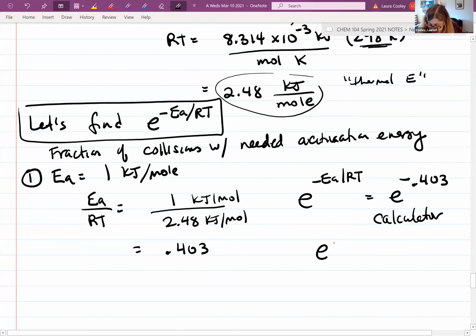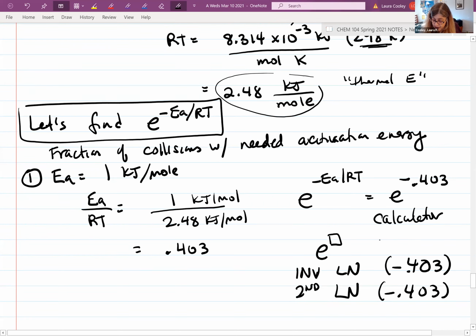And what is this e to the thing? Some calculators will have an e to the x button, but what will you have to do on other calculators? Actually, it's like what we did yesterday. It's the inverse of the natural log. On some calculators, it's second ln. So if you put in inverse ln of negative 0.403, or second, whatever it is on your calculator, or e to the x. Okay, I'd like to know what some people are getting for that number, just to make sure you're doing it right.